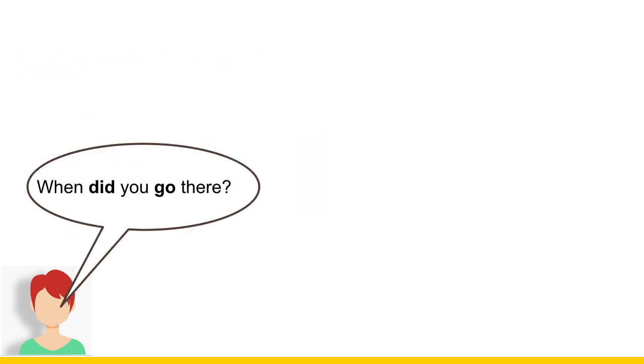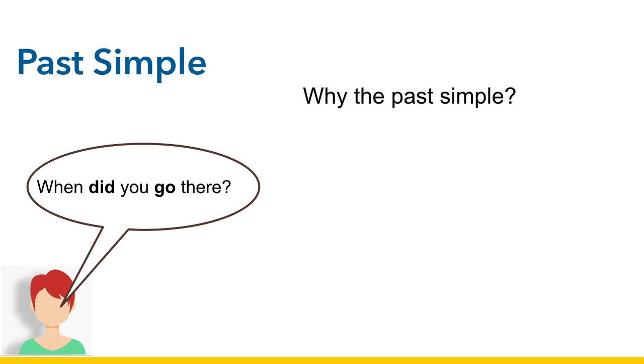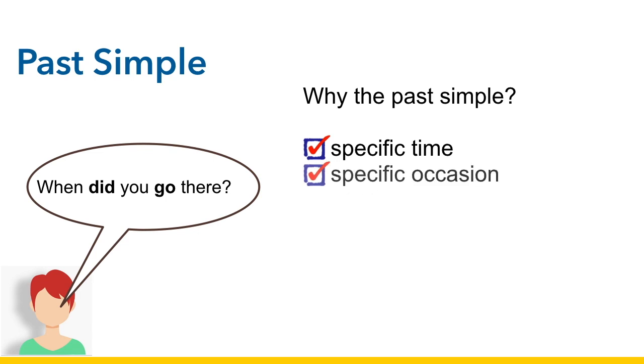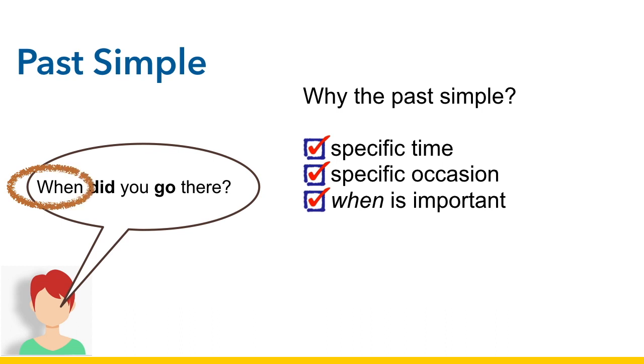Then she asks, "When did you go there?" What verb tense is this? This is the past simple. You know because you see did. Now, why did she use the past simple here? Here, we are referring to a specific time in the past and a specific occasion. In this case, when is important. If you use when, use the past simple, not the present perfect.